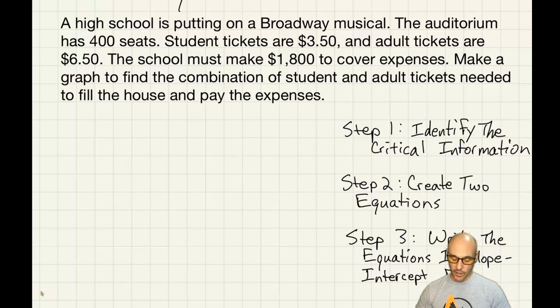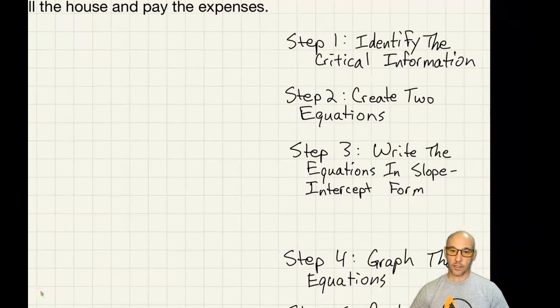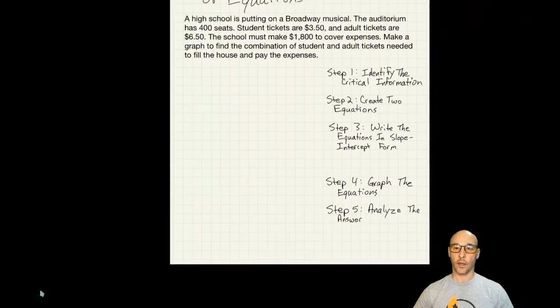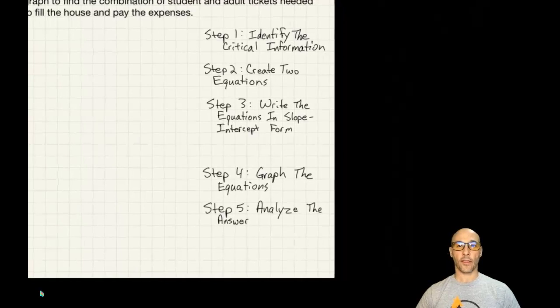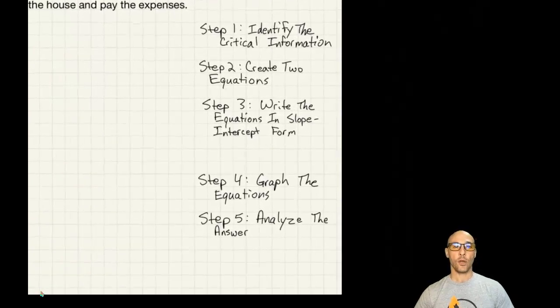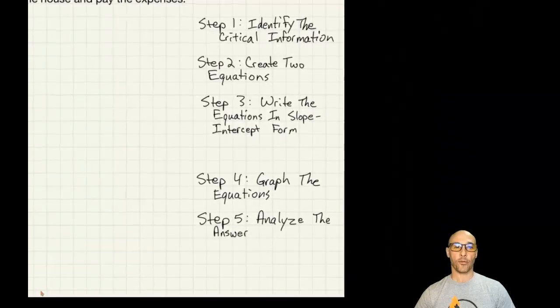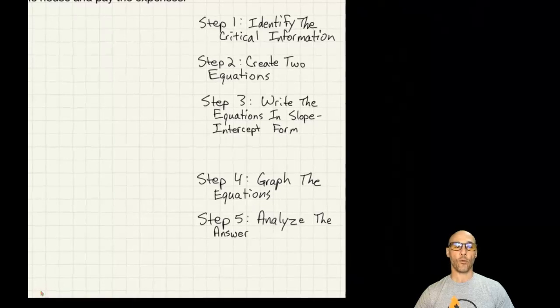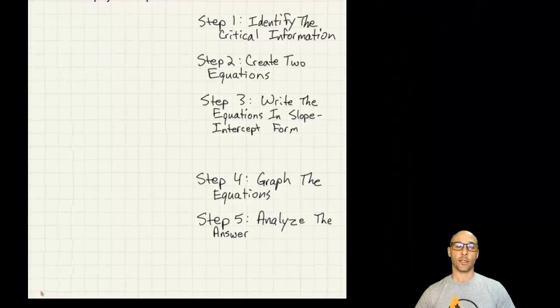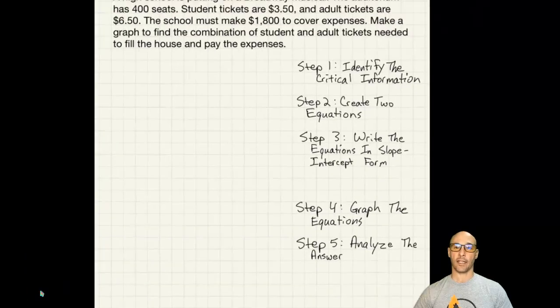So I've written down the steps over here. Step 1, identify the critical information. Step 2, create 2 equations. Step 3, write the equations in slope-intercept form. Step 4, graph the equations. Step 5, analyze the answer.